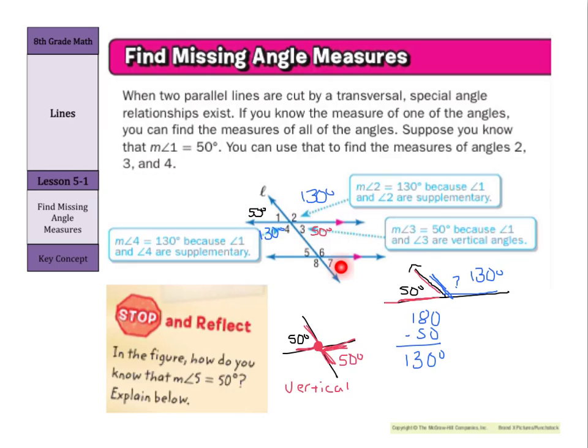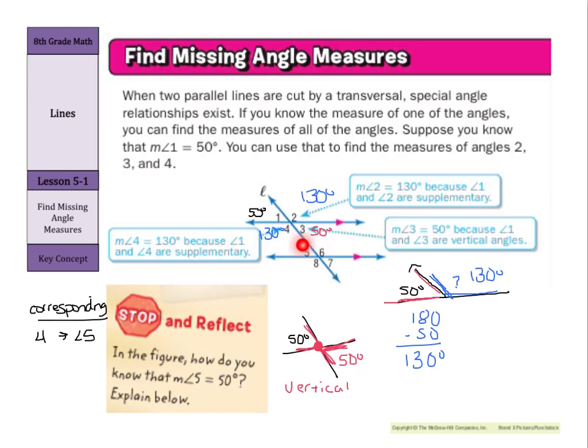Okay? Now it says, in the figure, how do you know that the measure of angle 5 is 50 degrees? Well, we're going to say that this is 50. How can we do that? Well, two ways. The first would be corresponding. Angle 1 corresponds to angle 5. They're in the same top left position, so they have the same angle measures.